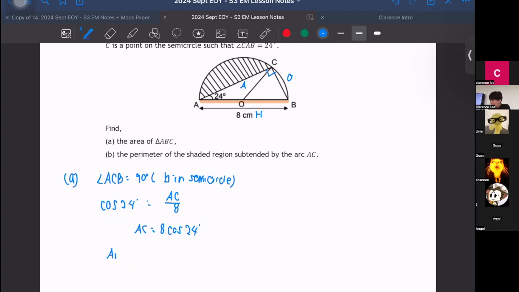So once you have AC, you can straight away find my area using half AB sine C. Half times 8 times 8 cosine 24 times sine C, which is sine 24 degrees, which will give you 11.9 cm squared to 3 s.f.